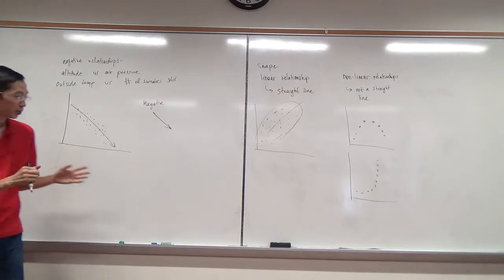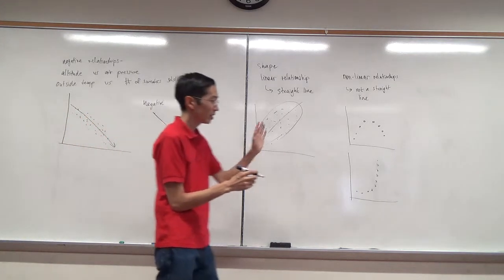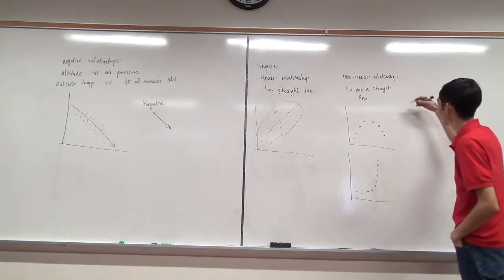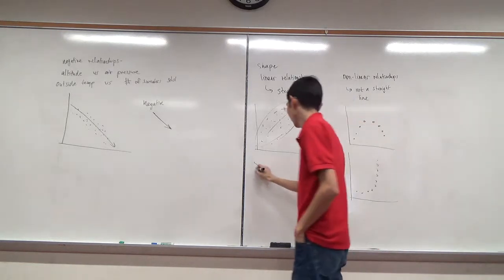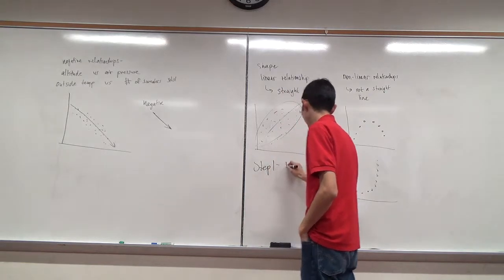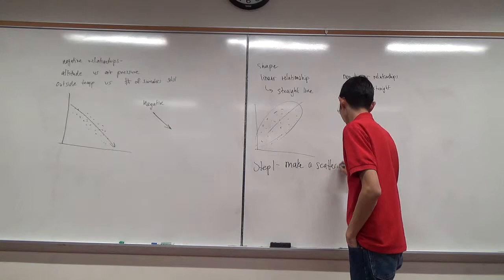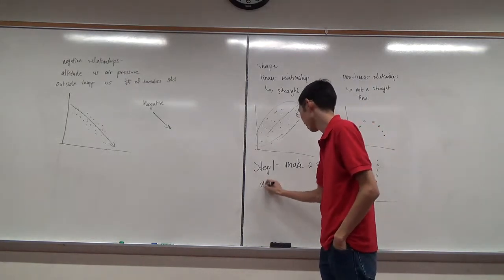So your first step should be make a scatter plot and just check the shape. Is it linear or nonlinear? So, step 1, make a scatter plot and check the shape.